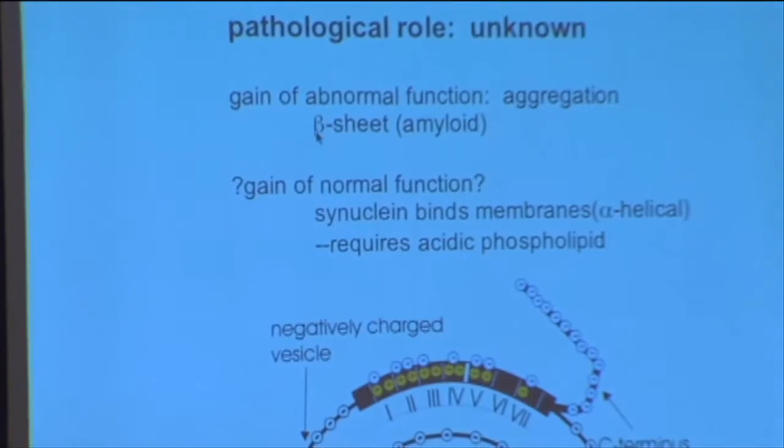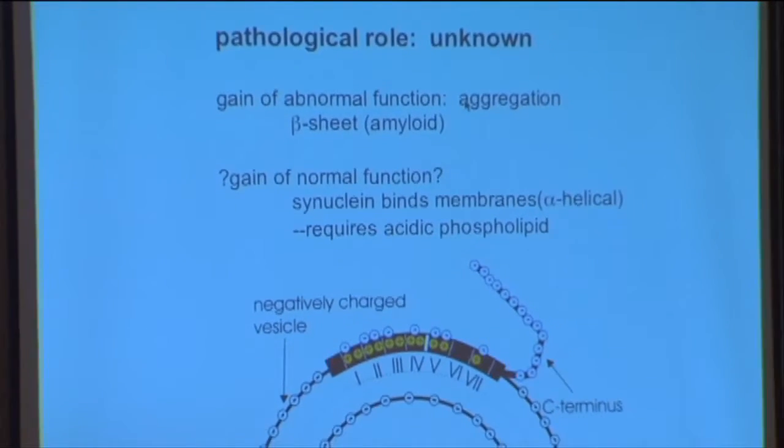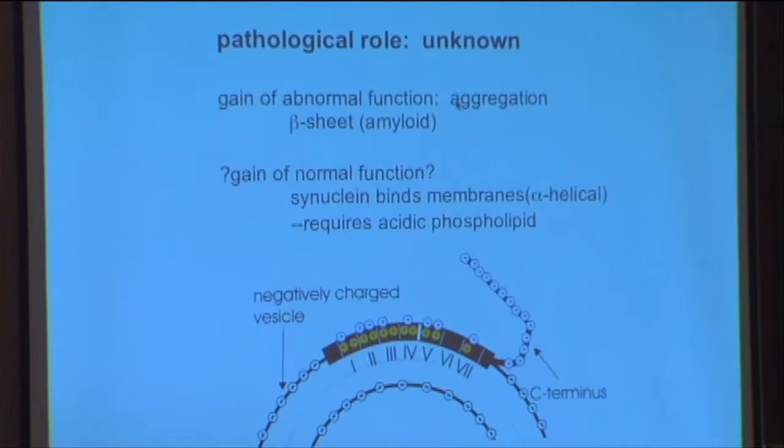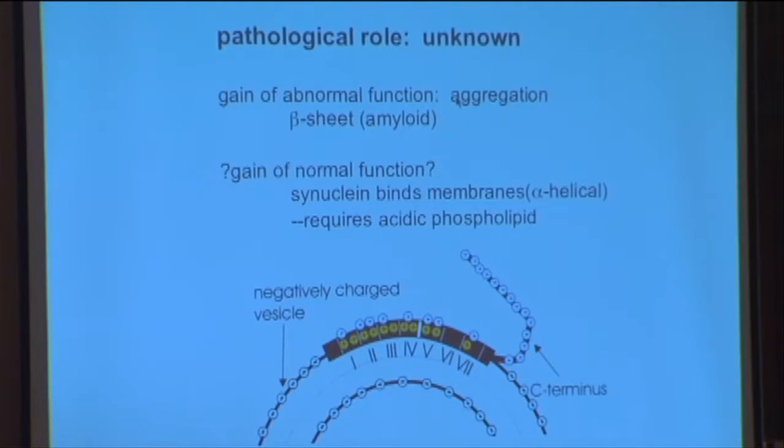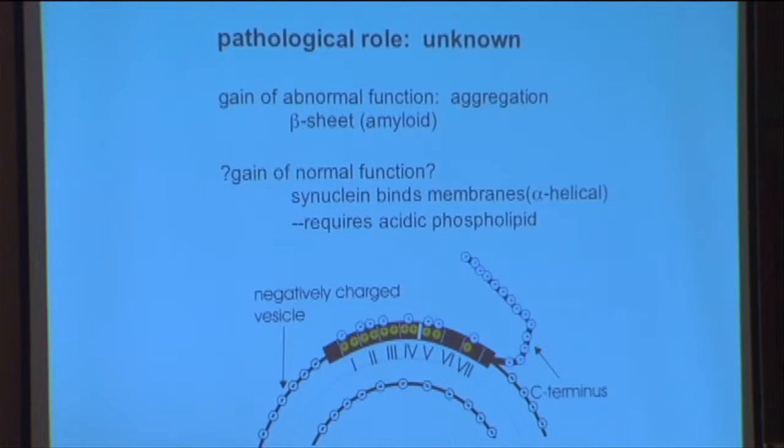Okay, so the real question now is, if we want to do something about Parkinson's disease, I think we have to figure out what synuclein is doing. What is it actually doing to our brains? It is a normal protein. But what's thought is that in Parkinson's disease, it may increase in some abnormal way and do something that's not normal at all, such as aggregate.